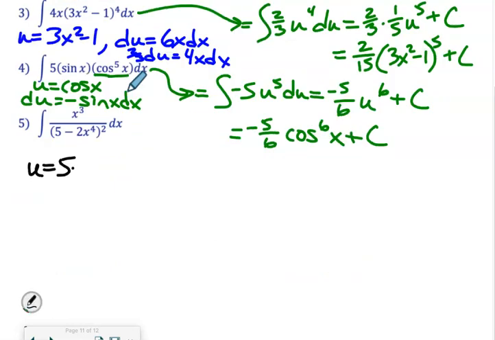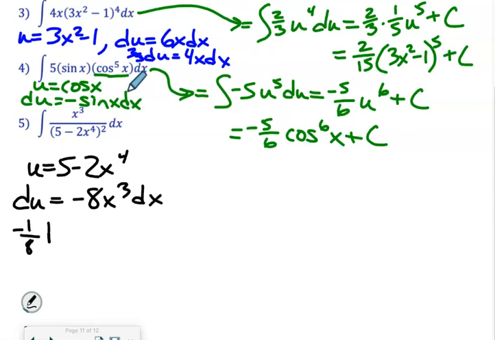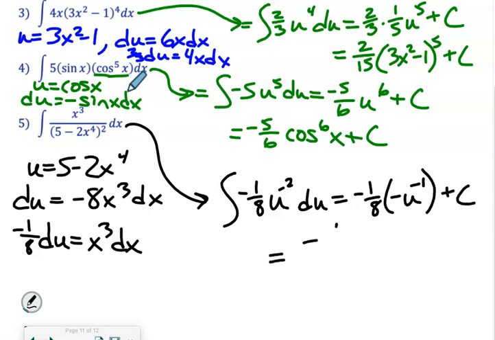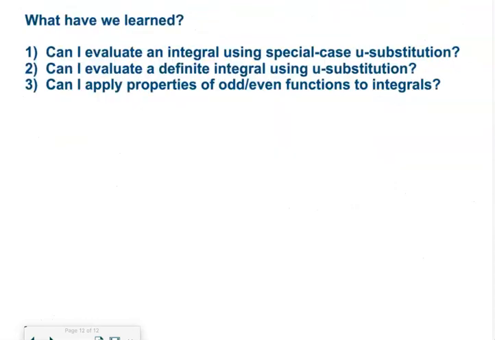Your u is 5 minus 2x to the 4th. Your du is -8x cubed dx. Got to get rid of the -8. So we end up with the integral of -1/8 times u to the -2nd du, which is -1/8 times -u to the -1st. So you end up with -1/8 times 5 minus 2x to the 4th to the -1st plus c. And that's it.